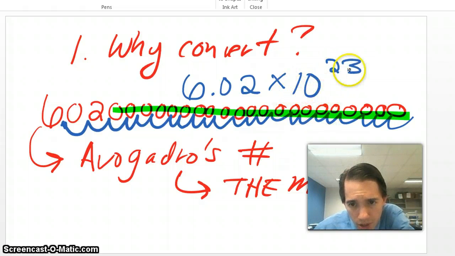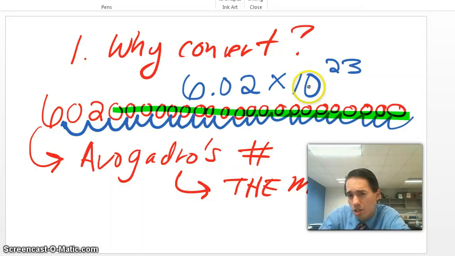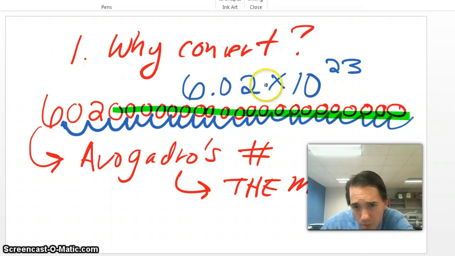So what does this mean right here? This is called scientific notation or exponential notation. It means that I'm basically multiplying it times 10, 23 times. So think about it like multiplying it times the number 1 with 23 zeros behind it. So if I have this number 6.02 times 1 with 23 zeros behind it, I get this big number right here.